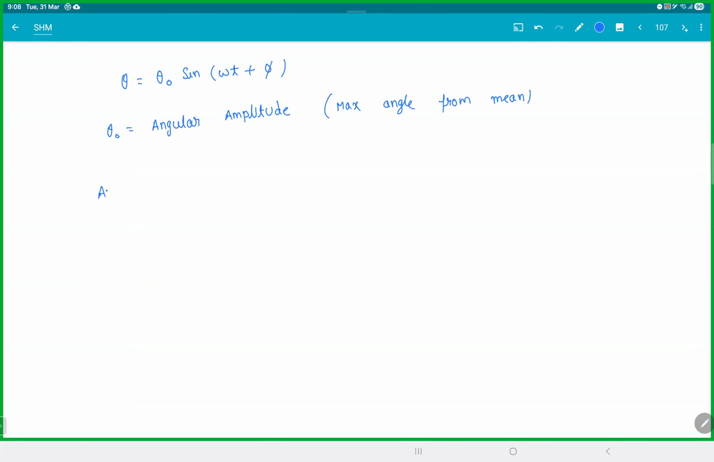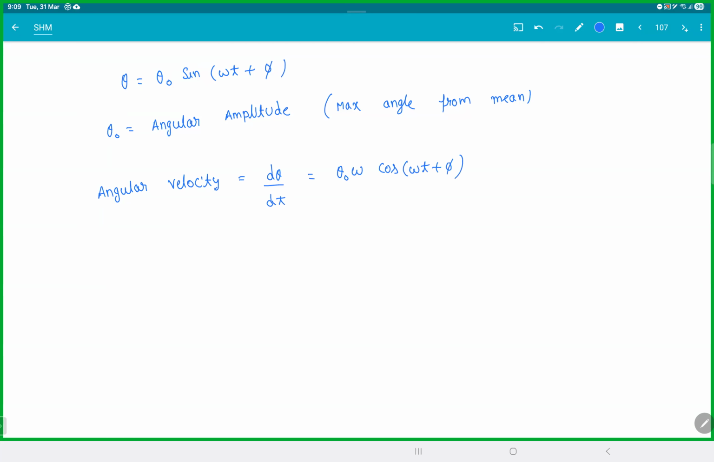Now, the only problem that I feel here is when you differentiate this, you get an omega. But already we used omega in the equation there. So you have to be a little careful there. So I won't call it omega. I'll simply call it angular velocity, d theta by dt, which is equal to theta naught omega cos omega t plus phi. This omega is actually angular frequency. So be careful with that.